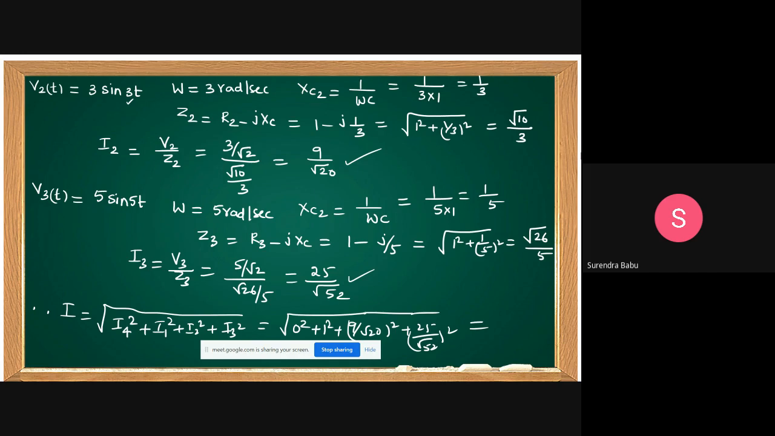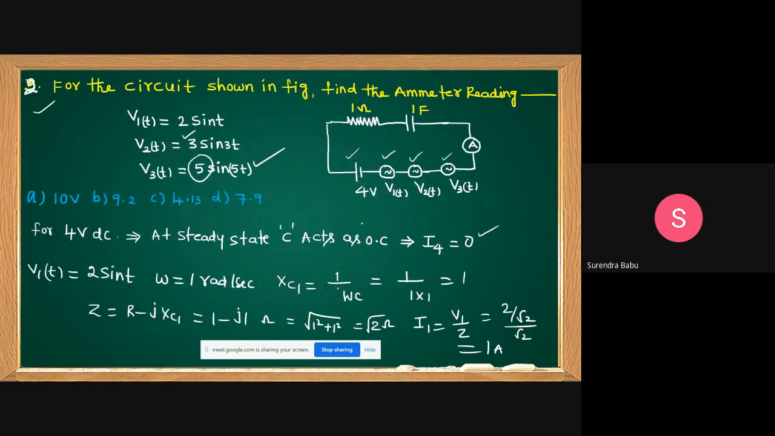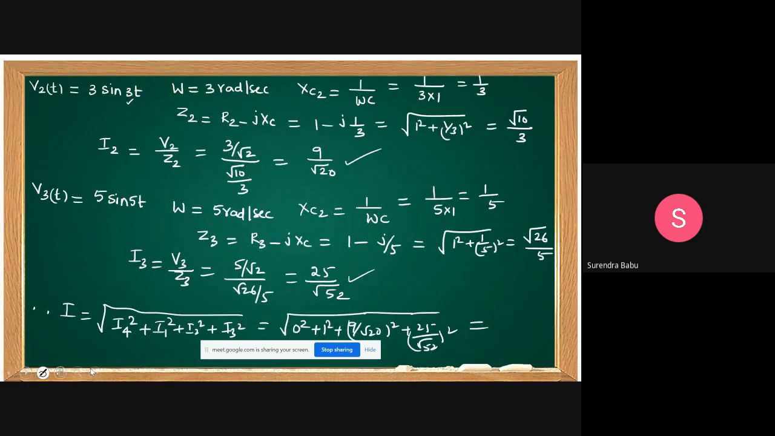Sir, I already told you when you can apply this formula: when the frequencies are different. This frequency, this frequency, this frequency are different. That's why I'm directly applying the Fourier series formula. I already explained this model, how you can find the RMS value of different currents or different voltages with different frequencies.